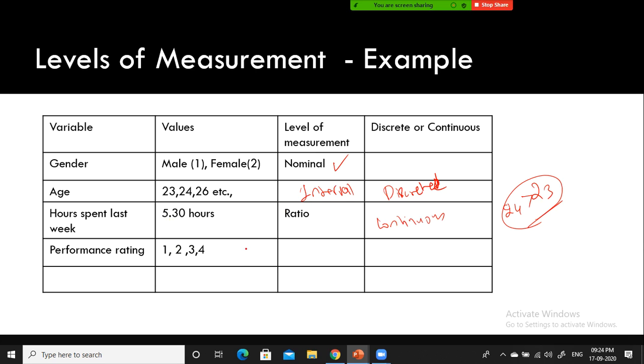Performance rating, appraisal rating, 1, 2, 3, 4. Or the student rank in a college or school, 1, 2, 3, 4. It has some order in it. 1 is superior to 2, 2 is superior to 3. Those employees who got rating 1 are eligible for promotion in this cycle for sure. Those employees who got rating 2 are eligible for salary hike, not for job promotion.